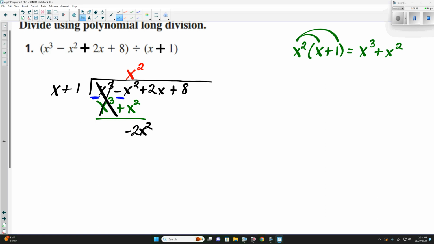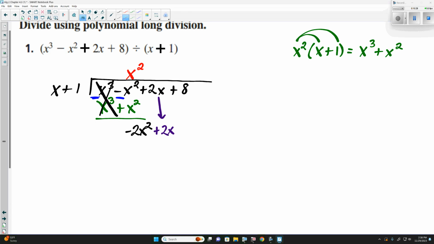Are you ready for the next step? Next step is to bring the x term down. So we bring down the plus 2x. What do we think of this so far? The way you're explaining it seems simple, but I know it's not. The next step is we repeat what we just did.